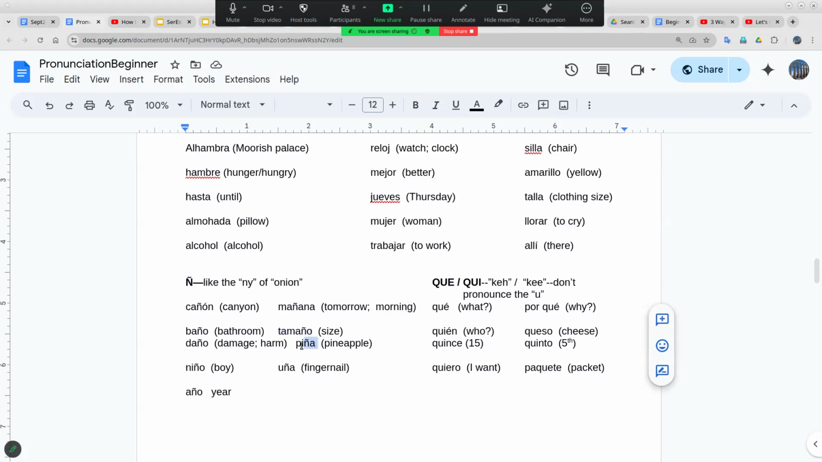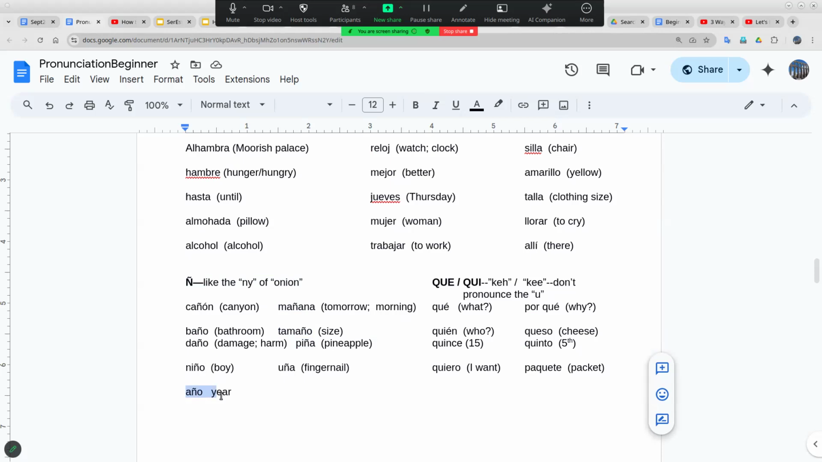I'm just going to do two more. Here's a word you would recognize. On a menu, this could be an important word. Piña. Pineapple. Piña. Here's an important word because we use it to talk about age.